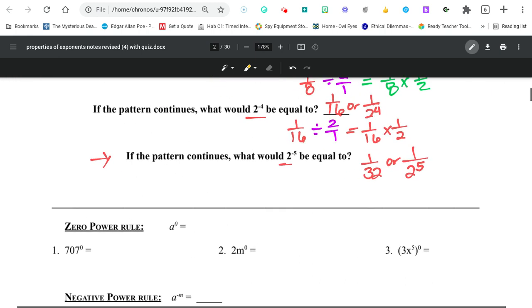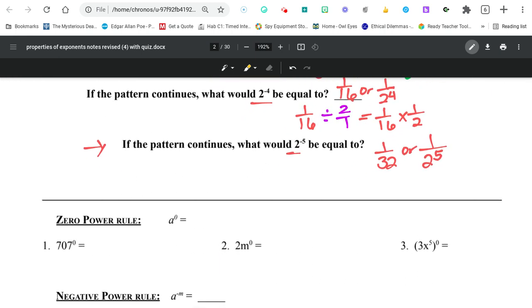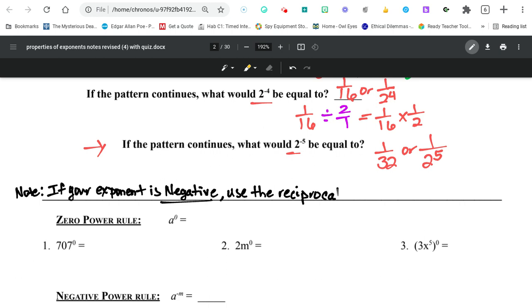This is what I want you to put down here. If your exponent is negative, use the reciprocal and change the sign of the exponent. And then you can simplify if you want to.